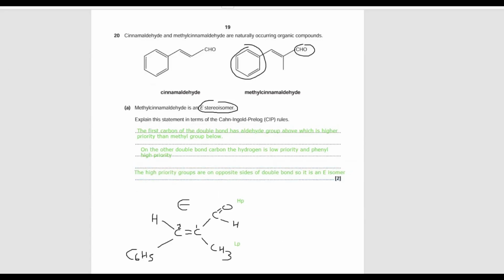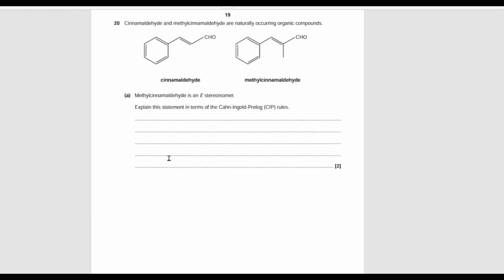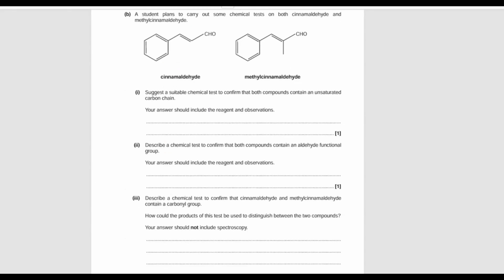So why is this E? E means opposite. It's from the German entgegen, which stands for opposite. And they're on opposite sides diagonally across the double bond. So you could say the high priority groups are diagonally opposite, or the low priority groups are on opposite sides of the double bond. Either way to explain it would get you the marks. All right, let's move on.